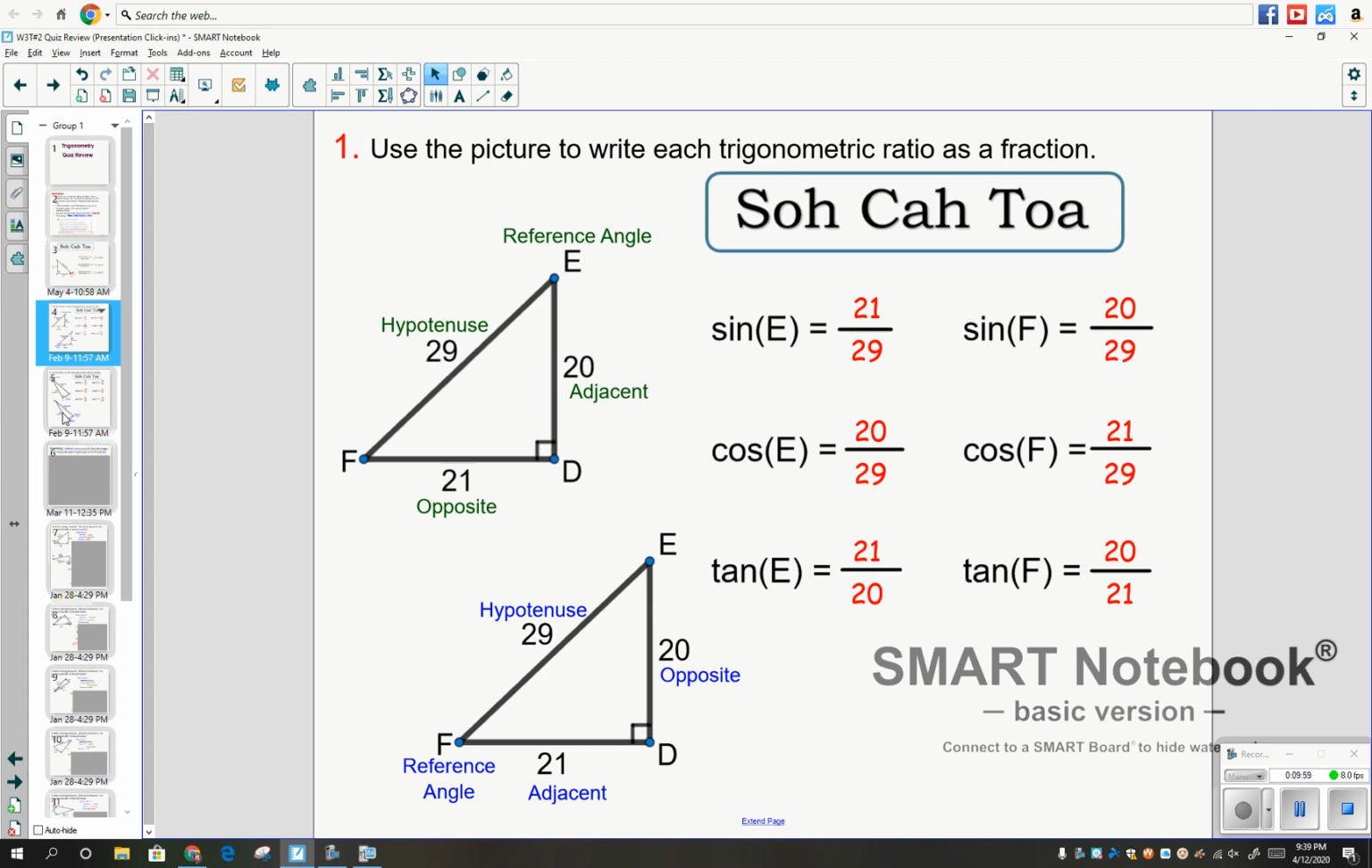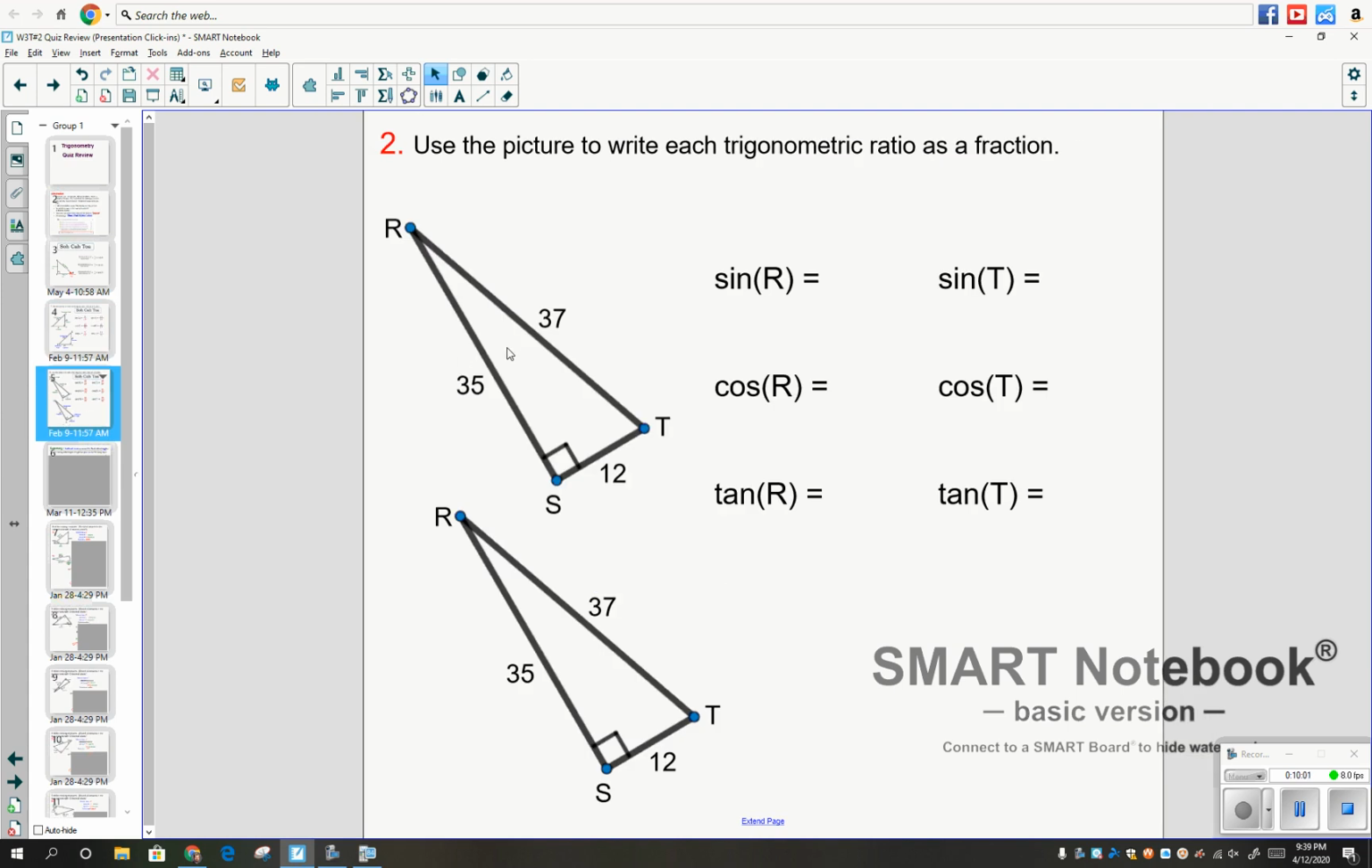That's example number 1. Example number 2, same type of problem. The only difference is we got a different triangle here. Okay, again, remember, we're doing what? SOHCAHTOA. The first column refers to angle R as my reference angle.